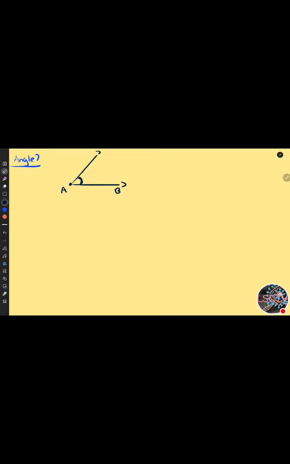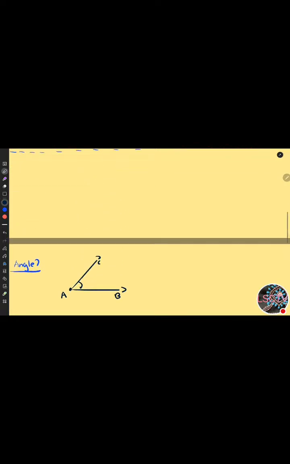This measure is called, this is an angle. Okay, fine, this is an angle. Now, this measure is the measure of the angle. Okay, fine, simple.